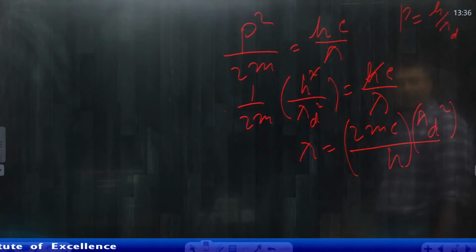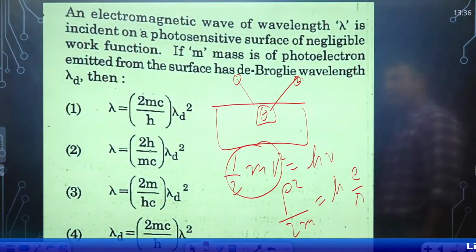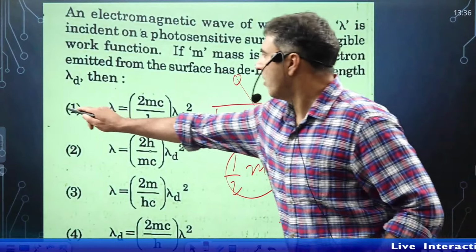2mc by h lambda d square. 2mc by h lambda. This one is the answer.